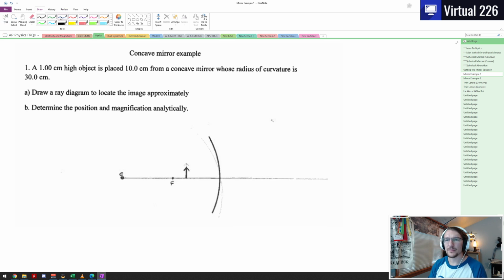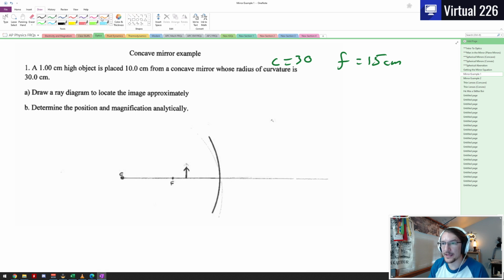So if we just want to draw a picture here, hopefully what we first recognize is that if our object is 10 centimeters here and the radius of curvature C is 30, that means our focal length is 15 centimeters here, which means that this object has to be inside the focal length. It's closer to the mirror than the focal length is. And because of this, when we go ahead to draw our ray diagrams, this is what we're going to see.